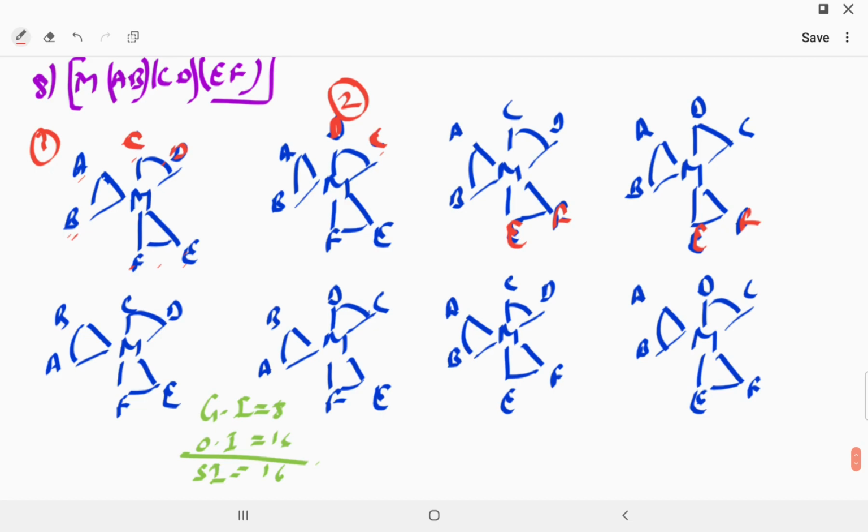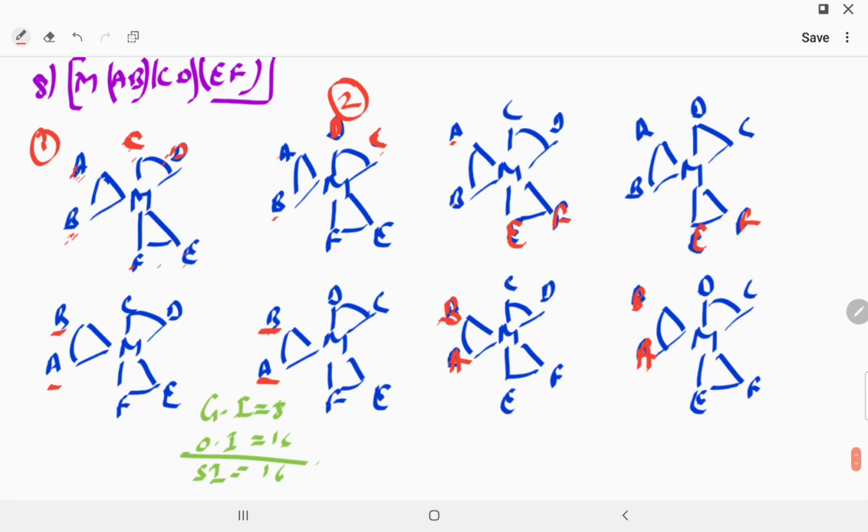Now in second case you are able to see that in this case A and B will be there. Okay, now in this case we interchange the position of A and B. This is the interchange. So this is B, this is A, this is B, this is A, this is B, this is A.